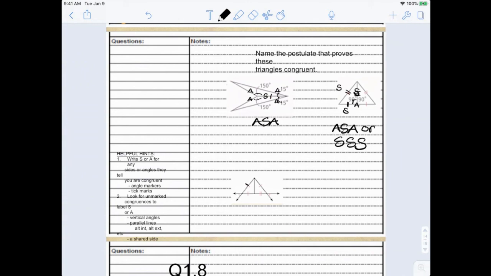For the last one, I have a side. I have a second side. Since these two are congruent by vertical angles, so are these two. So I have angles. Ooh, I have a shared side as well. So I could do side, side, side here. I could do side, angle, side here.